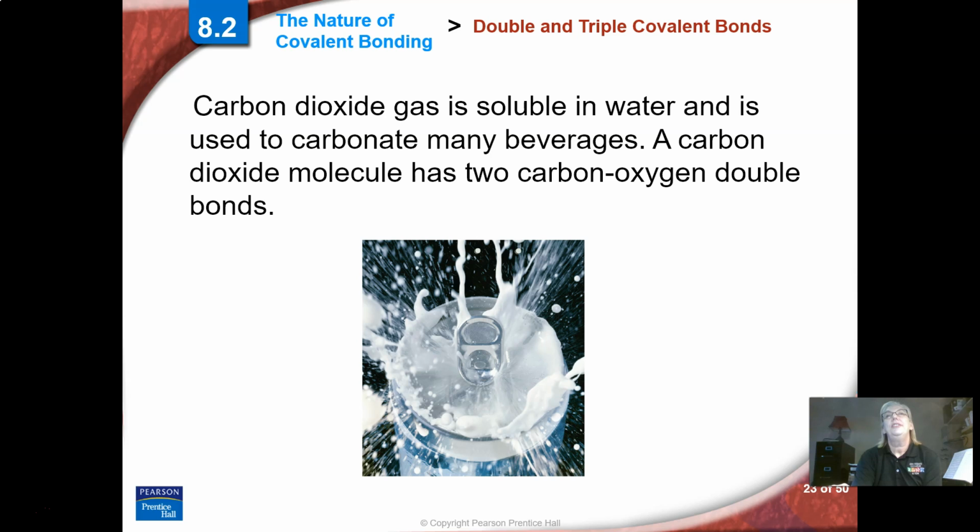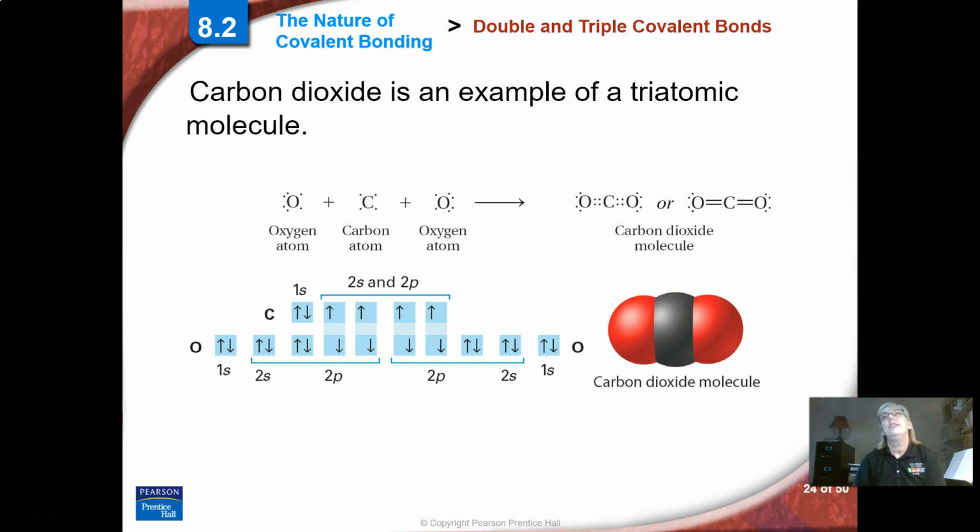CO2 is in carbonated beverages. You're breathing it out right now when you're listening. And it's got 2 double bonds in it to make this sharing happen right here. The s's and p's are overlapping. And then it makes everybody feel complete. Each one now feels like it has 8 electrons around it. This has 1, 2, 3, 4, 5, 6, 7, 8. Carbon has 8. And this oxygen has 8. So by doing double bonding, we can have that octet work out.